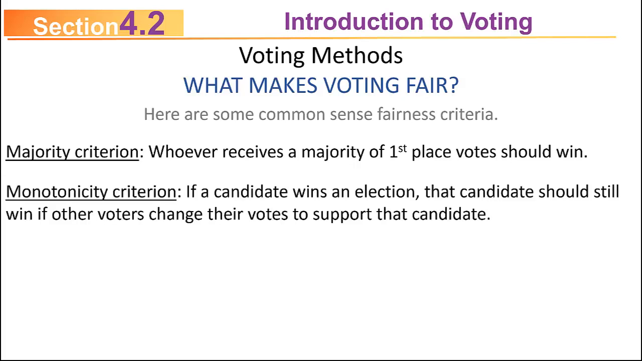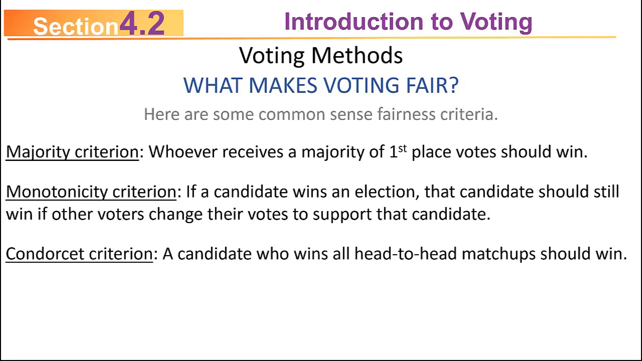That's one thing. There's another one called monotonicity criterion, and it simply says if a candidate wins an election, that candidate should still win if other voters change their votes to support that candidate. In other words, if a candidate can win an election and then something happens so that the candidate gets even more support, that candidate should still win. Well, that certainly sounds fair. The third is called the Condorcet criterion, and it says that a candidate who wins all the head-to-head matchups should win the election. Again, sounds perfectly fair.